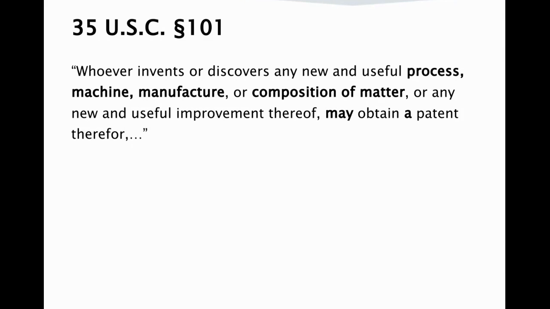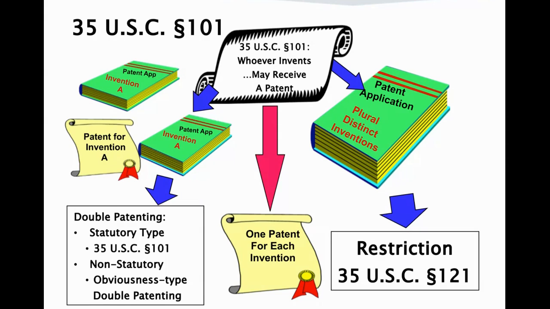35 U.S.C. 101 mandates that an inventor obtains a patent for an invention falling within the statutory categories of a process, machine, manufacture, or composition of matter. That is, applicant is limited to one patent for a single invention. The requirement of one patent for a single invention implies that there should not be multiple patents for a single invention or one patent for multiple inventions.